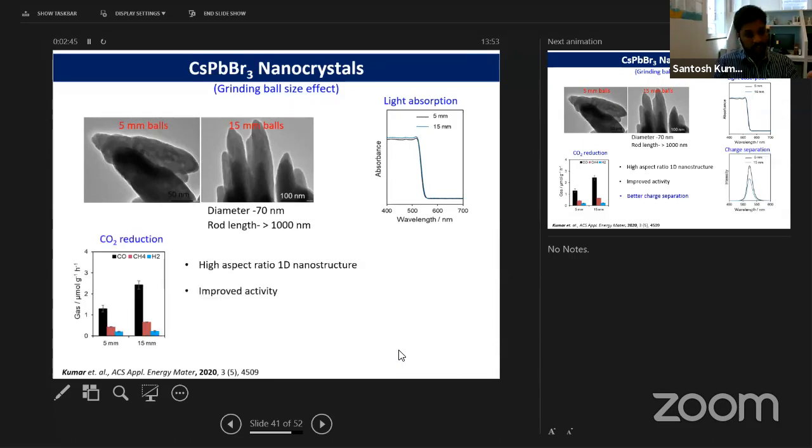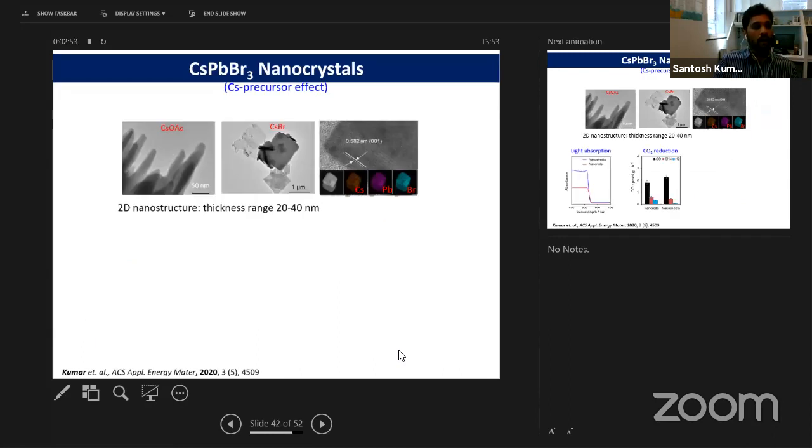And similarly, you can see that activity. If you compare these two, the high aspect ratio nanorod is showing much better activity than the pure. And then I also played around with the starting material, the precursor. For example, I picked one of them, a cesium precursor.